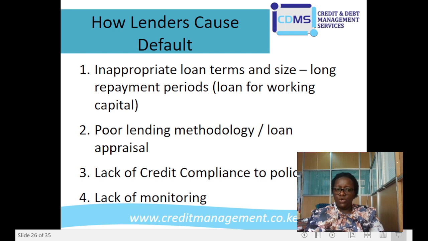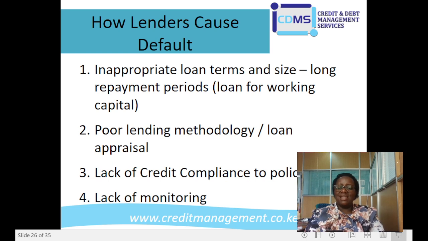Then poor lending methodology or loan appraisal, lack of appraisal, lack of assessment for credit. Not all customers deserve a credit facility. So we need to weigh, we need to know who is worth my money and who is not worth my money. So, poor lending or poor appraisal or lack of assessment for credit on the side of the customer. The other one is lack of credit compliance or policies. We have policies or we don't even have policies in place. We are not following up our customers as required. There is non-compliance. People are extending loans to customers without a care in the world.